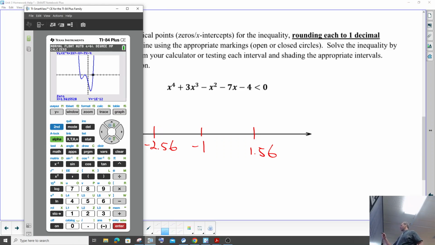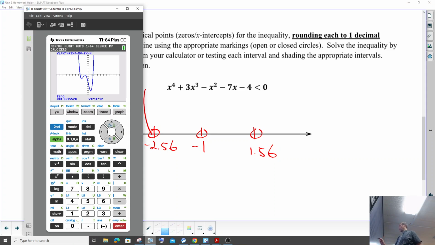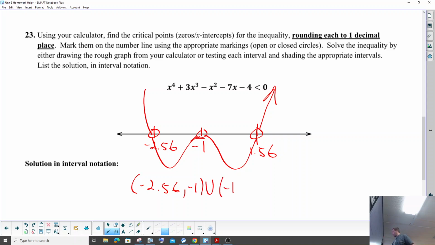And so with our graph, there's our graph. Remember, it's open hole because it's less than. So we go down. At -1, we bounce. And then cross through. Okay, so we want everything below. So we'd say our interval notation is negative 2.56 to negative 1. We can't include negative 1 because it's an open hole. So in union with negative 1 to 1.56. Wayo!